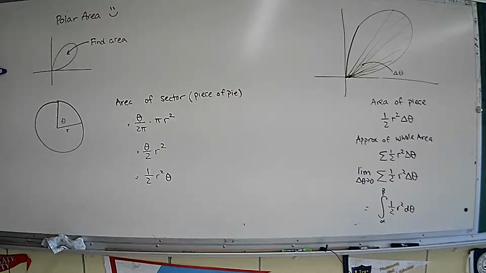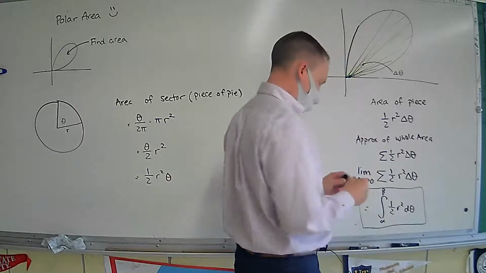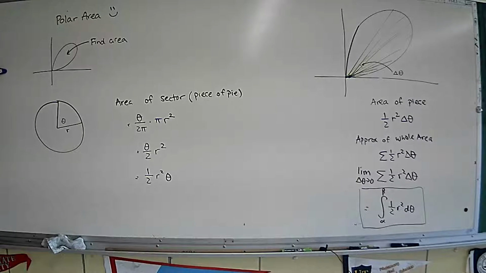All right, let's do some problems. This is a formula that we got to memorize. But again, understand, what are we adding up here? What is it that we're adding up in order to find that area? Small pieces of pie. Or small sectors of circles with changing radiuses.